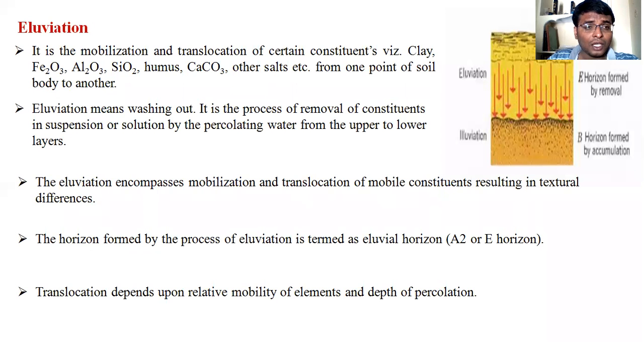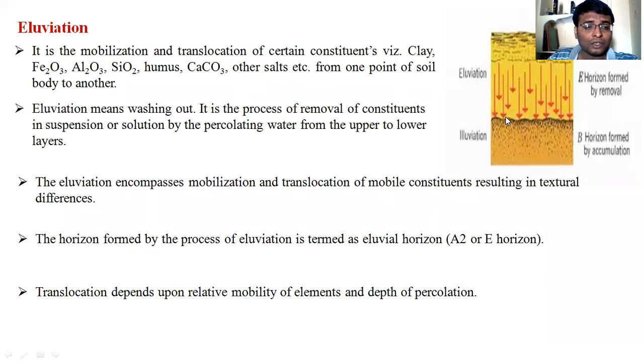And next is eluviation. So eluviation is nothing but translocation. This is a reaction or mobilization of major constituents of soil like clay, iron oxides, aluminum oxides, silica, humus, and calcium carbonates, and all other components. So mostly in the eluviation process, we can see the translocation of these components from one layer to another layer.